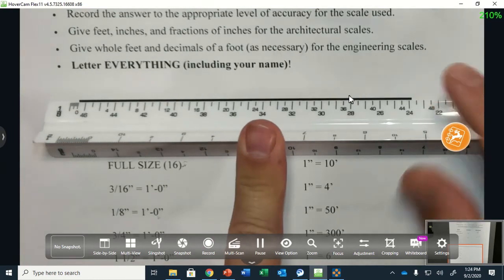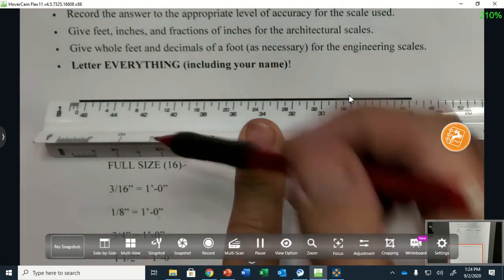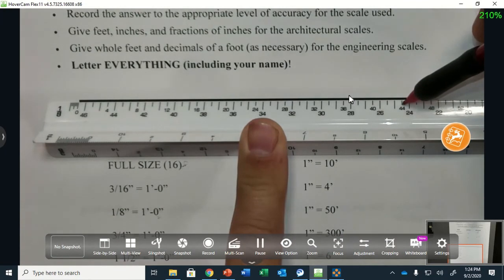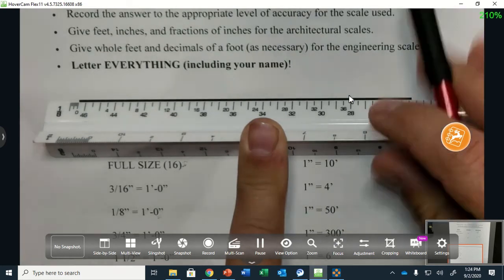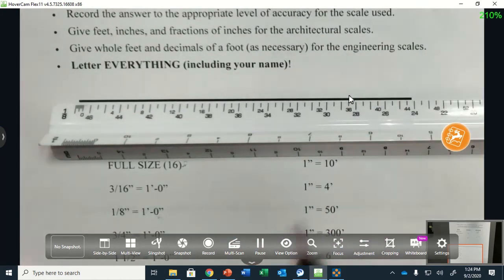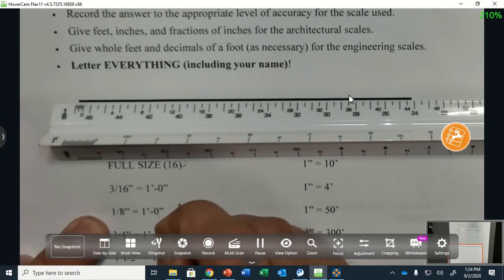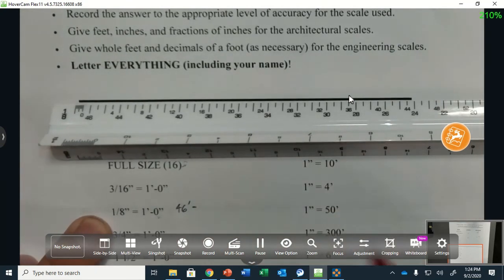Okay, so I start at the 0, I go to the nearest foot mark, so here's 44, 45, 46, 47, 48. So it's between 45 and 46 feet. All right, so I already know I have 46 feet and change. 46 feet dash, right? Because I'm going to have inches.